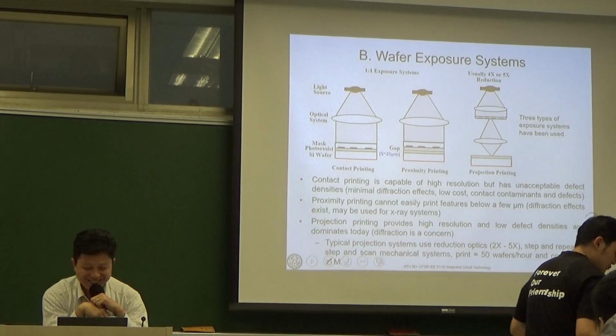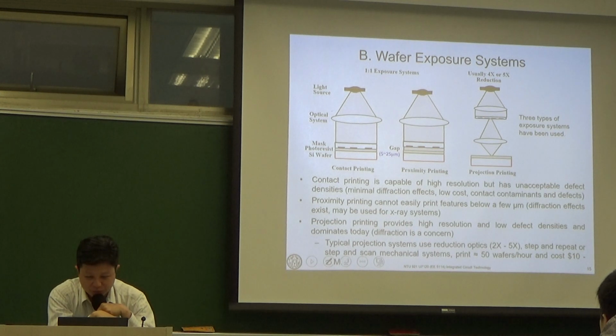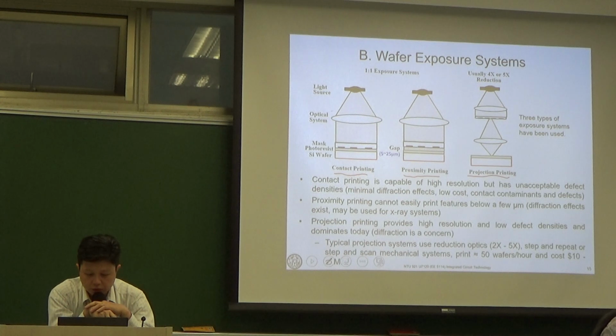Okay, so now we're introducing three types of exposure systems. The first one is the contact printing system. The second one is proximity printing. And the third one is projection printing. So from the names of these three systems, we can get roughly the idea of how we name these kinds of systems.